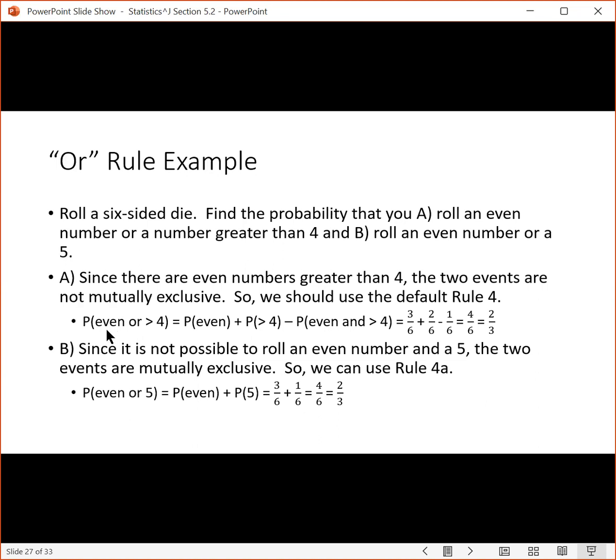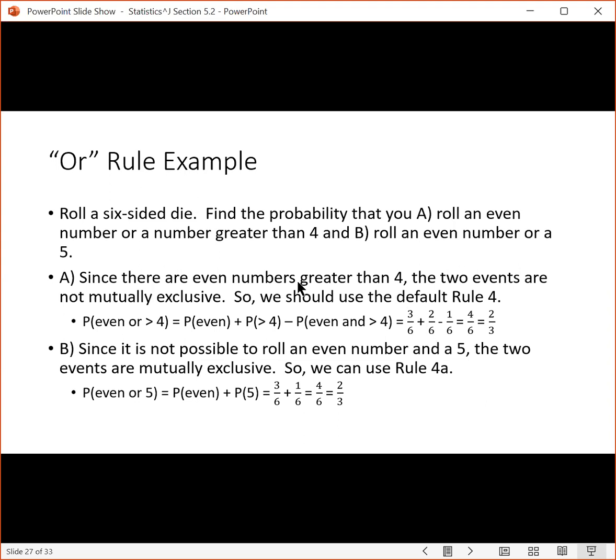So the probability that we get an even or a number greater than 4 is going to equal the probability that we get an even plus the probability that we get a result greater than 4 minus the probability that we get an even that is greater than 4. So the probability of an even, there's 3 even results when you roll a die, so 3 out of 6. The probability that you get a result greater than 4, well, you could get a 5 or you could get a 6. So there's 2 possibilities when you roll a 6-sided die that would be greater than 4.